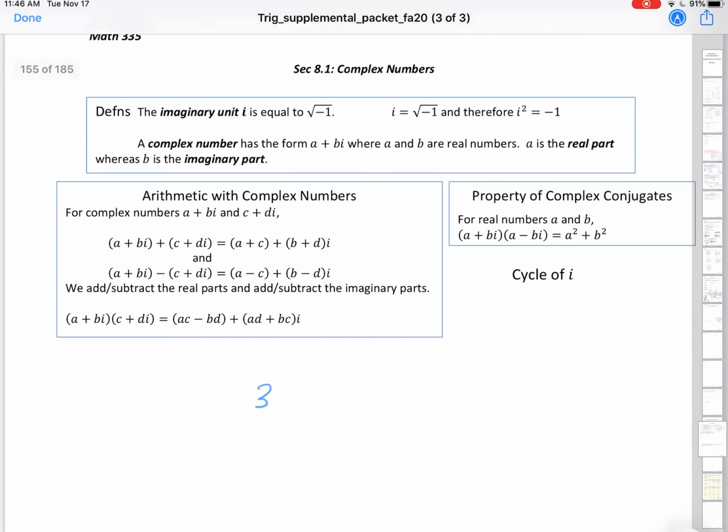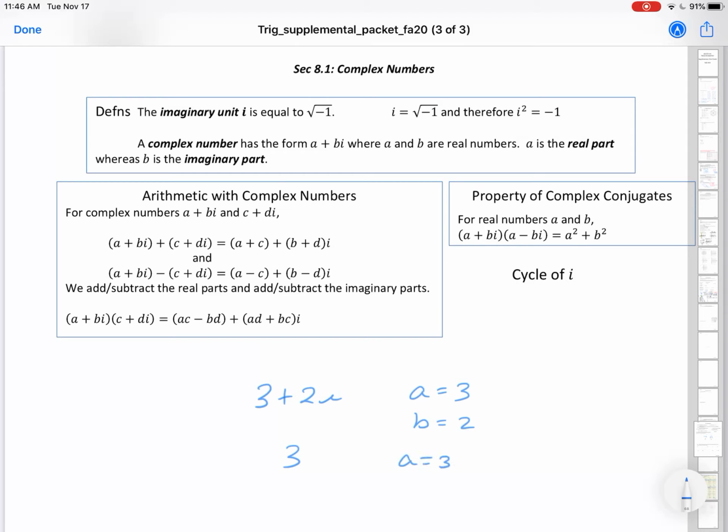It could also be 3, right? Here a is 3 and b is 0. It could be 2i. Here a is 0, b is 2. All of those. So the complex numbers contain all the real numbers as well, and so it's a larger number system. Just like we've been working with, we started out with counting numbers and made whole numbers, then made integers, then made rationals, then made reals, and now we're building ourselves up to the complex number system.